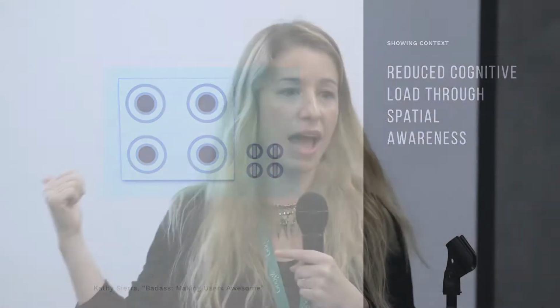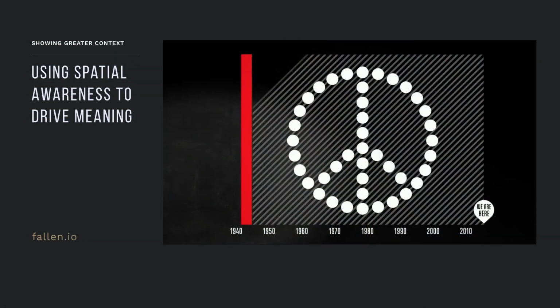This example is from Kathy Sierra's book, Badass: Making Users Awesome. Definitely check out that book. It's just like a wealth of knowledge of these kinds of cognitive load and spatial awareness ideas. So we can use this idea of spatial awareness and especially relationships between things to show greater context and actually show what the nature of data is trying to reveal.